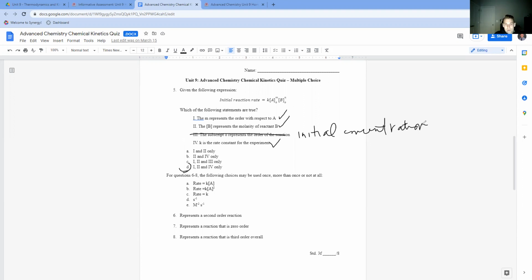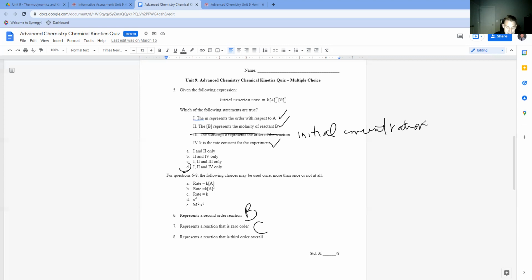Okay, for questions 6 through 8, you can use your choice once, more than once, or not at all. Which one is going to be a second order reaction? That's going to be B. Okay, straightforward. Represents a reaction that is 0 order. That's going to be C. The rate is just the rate constant. I have no concentration or whatever.